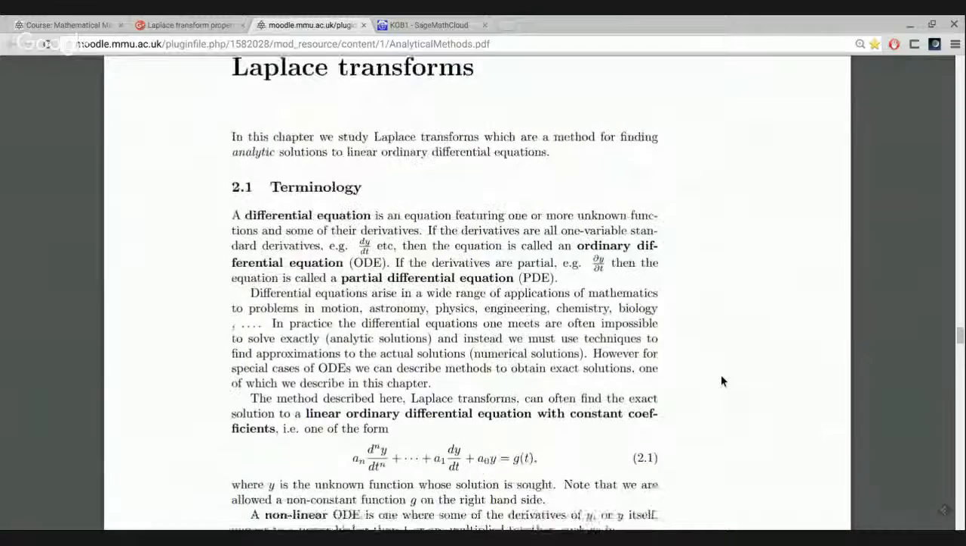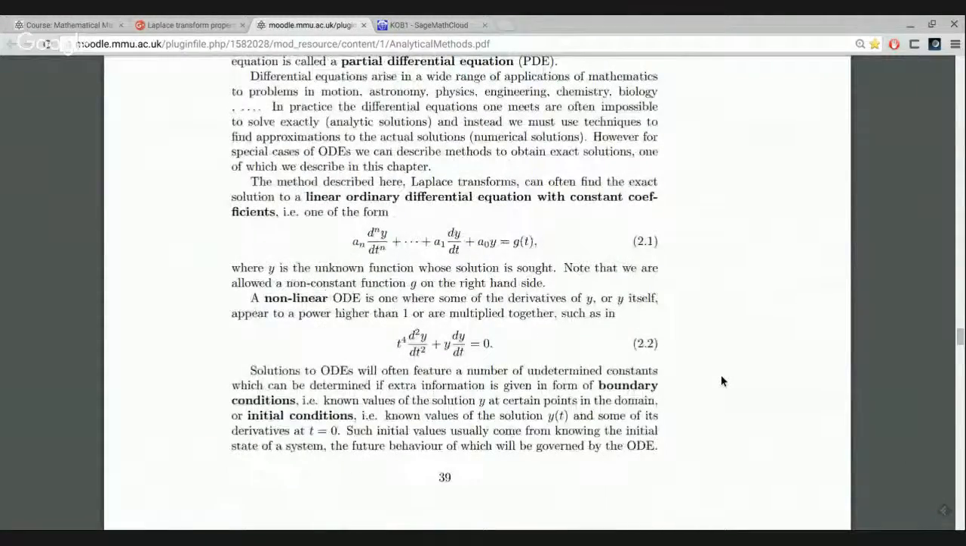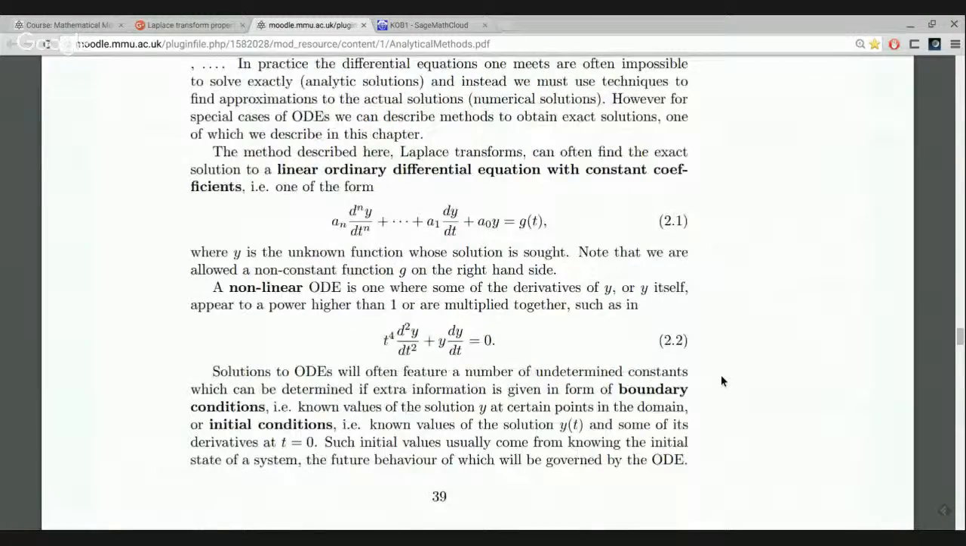At the start of chapter 2, it goes through a bit of the classification, or the terminology associated to differential equations, and when we get to it, probably next week, we'll be starting to solve differential equations of this form here in equation 2.1, which shows a general linear ordinary differential equation. So the unknown function y is just a function of the single variable t, not a multivariable function. So it's just ordinary derivatives.